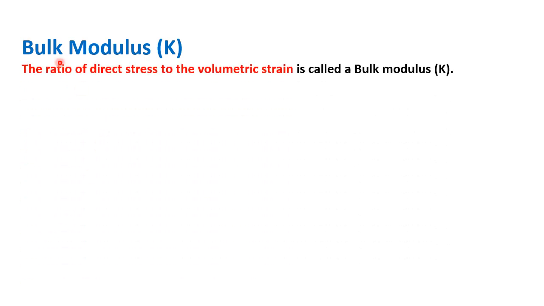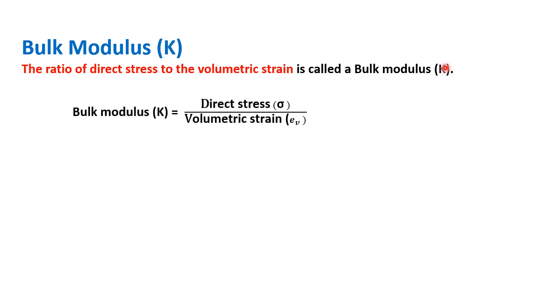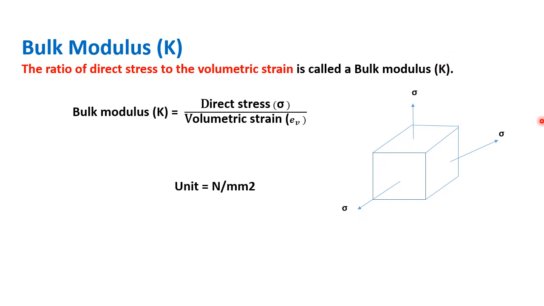Now the last one is bulk modulus, and bulk modulus is nothing but the ratio of direct stress to the volumetric strain. Here this bulk modulus is denoted by the term capital K. I'll explain with the help of this figure. Here I have considered one cube which is subjected to three mutually perpendicular tensile stresses of equal intensities. Equal intensities means the magnitude and nature of stresses are the same, and these stresses are also known as direct stresses.